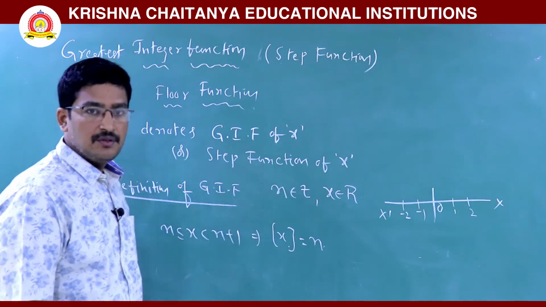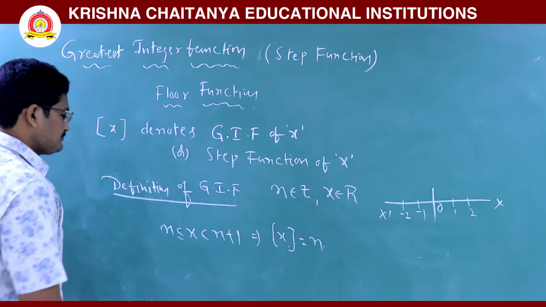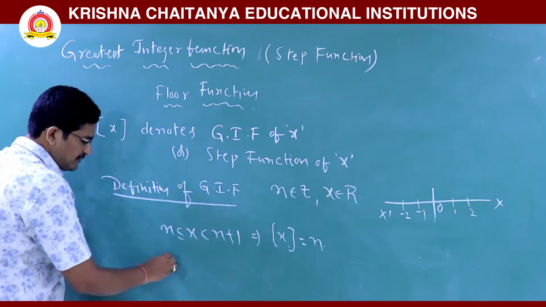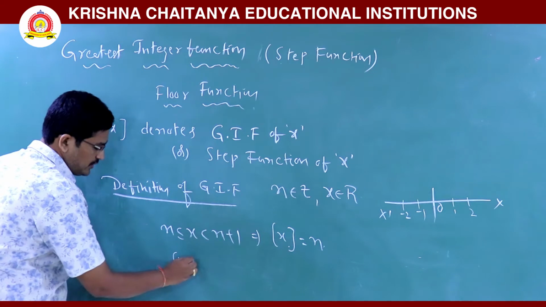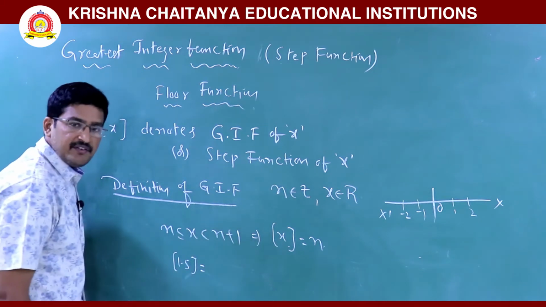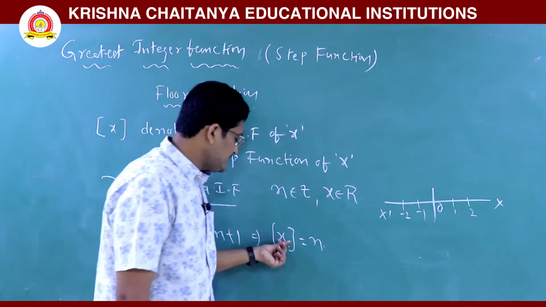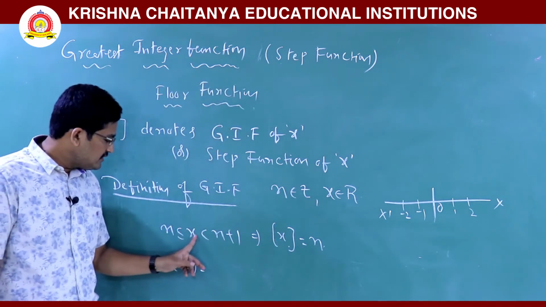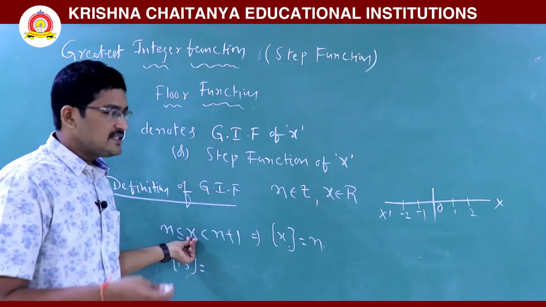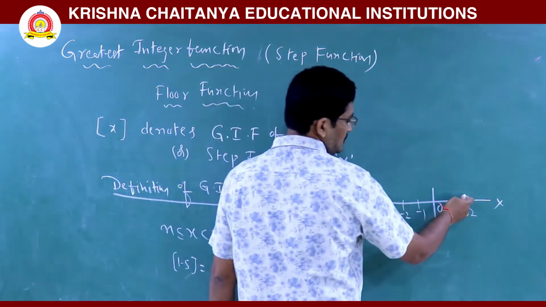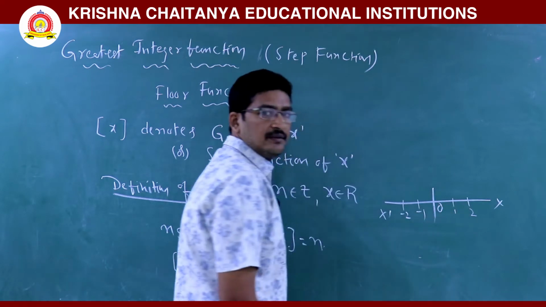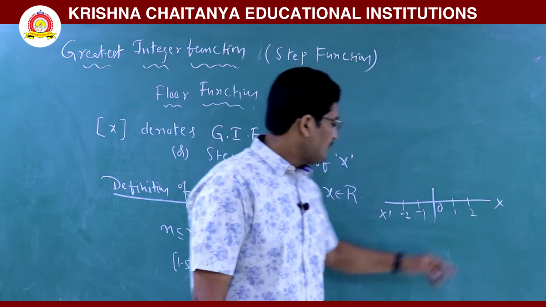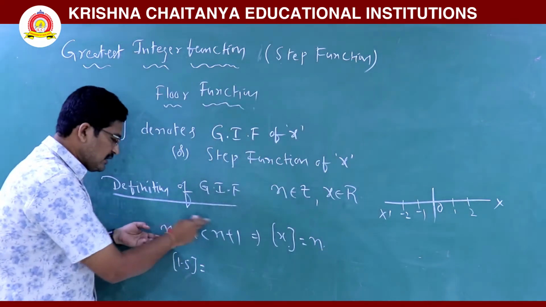I have understood. Okay, see, for example, I want to know the step of 1.5. What is step of 1.5? First, you have to observe where 1.5 is. 1.5 lies between two consecutive integers. What are they? 1.5 lies between 1 and 2.